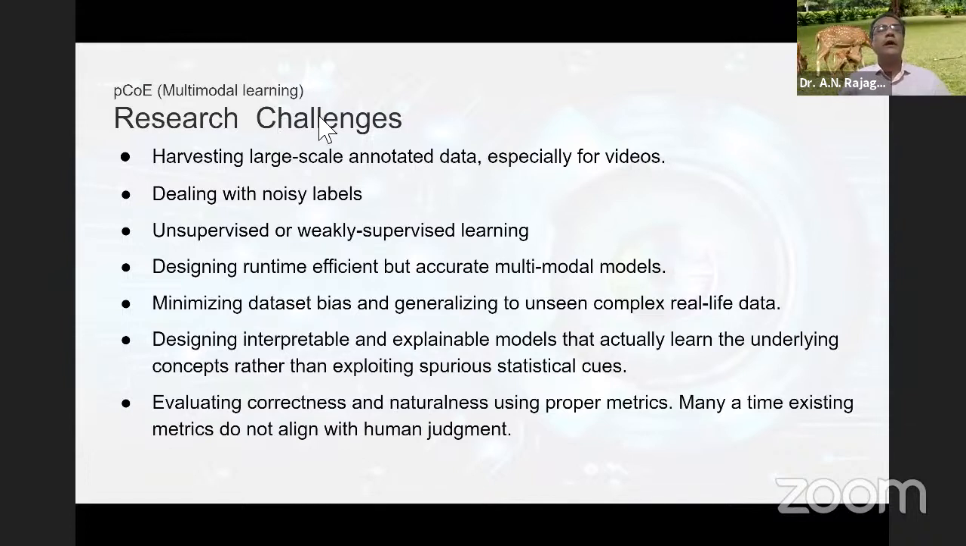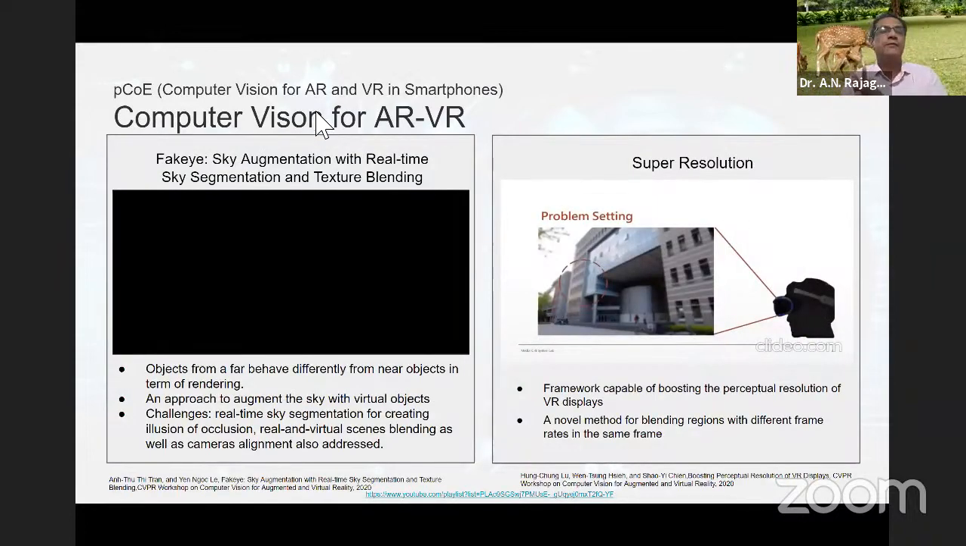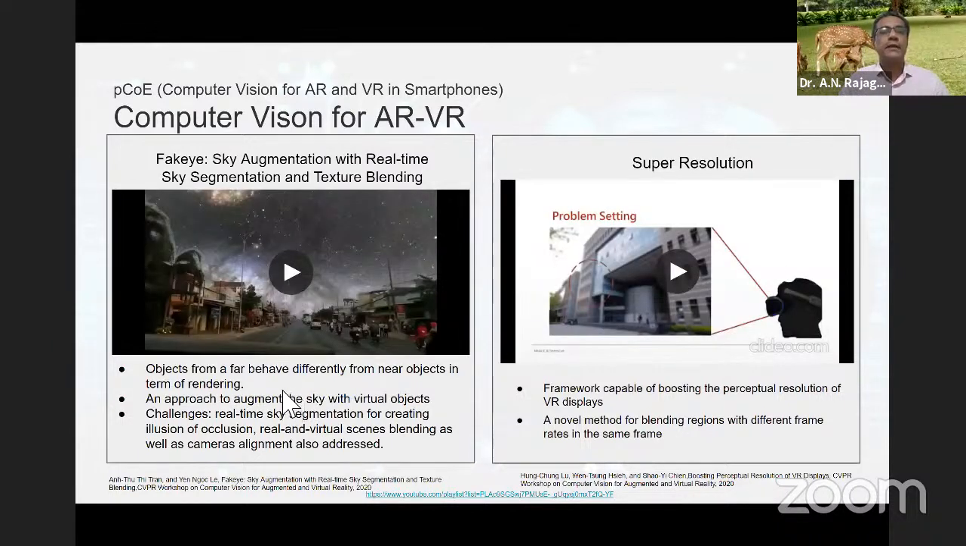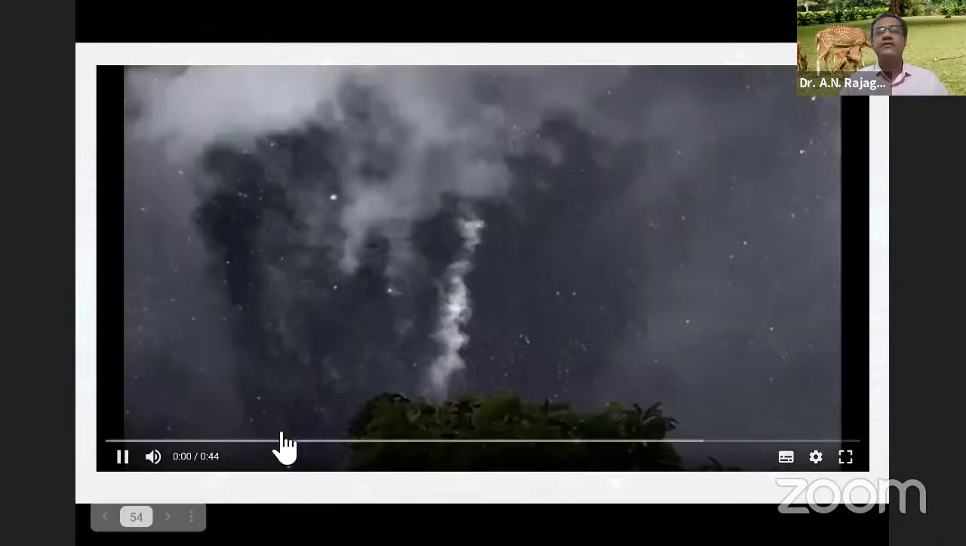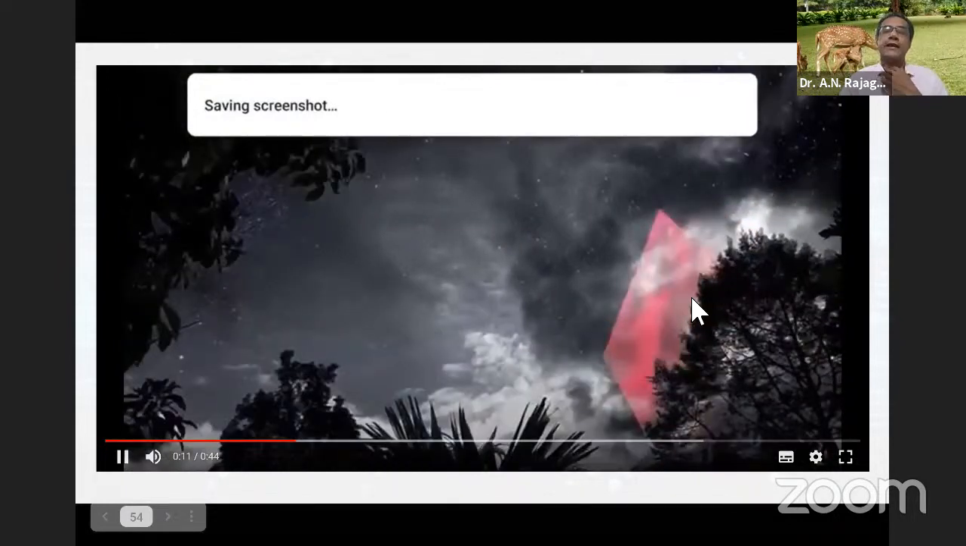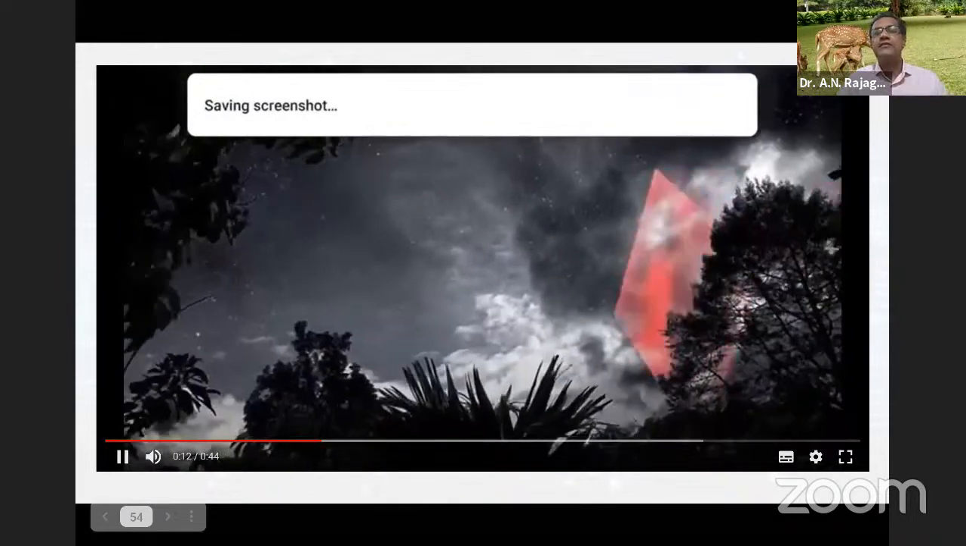Then moving on, I also wanted to talk about another area, which is computer vision for AR and VR, mainly from a smartphone point of view. For example, you could have something like this where, as you drive through a road, you want to bring something into the scene. Here is the natural scene, and you insert an object into the scene in order to simply enhance a viewer's experience.